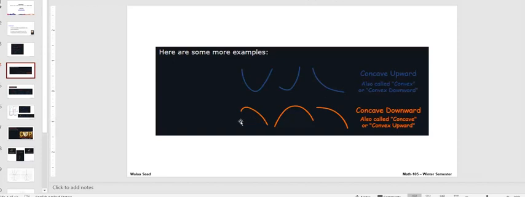The orange concavity is downward, so we may memorize this by the sad face. If you imagine eyes here, it will be a sad face, and it might be called, just for your information, convex upwards.